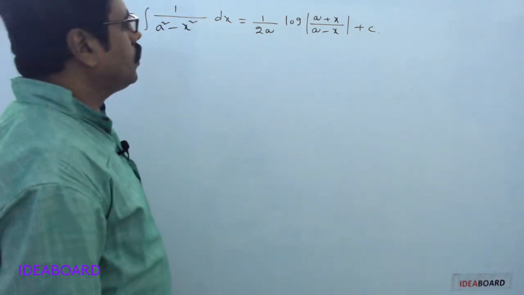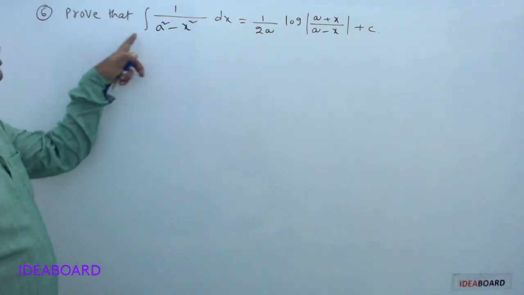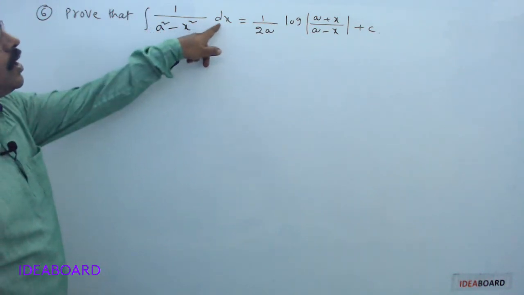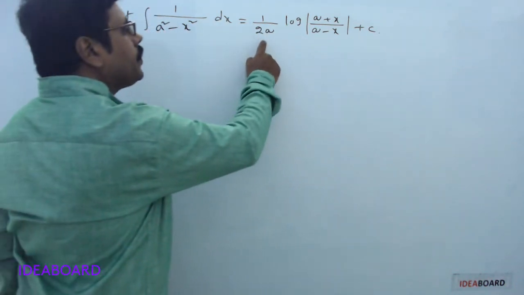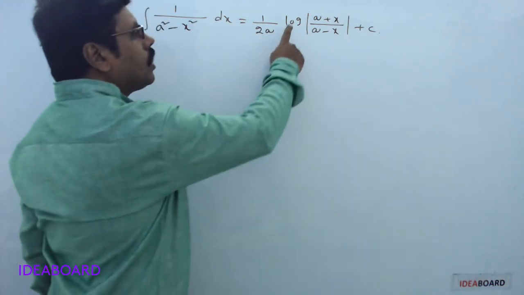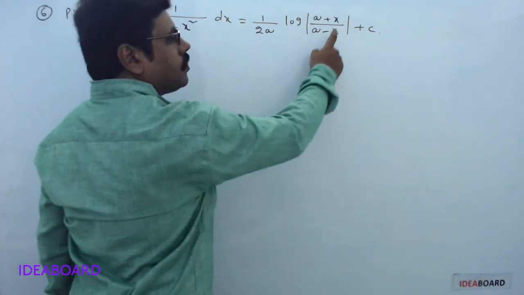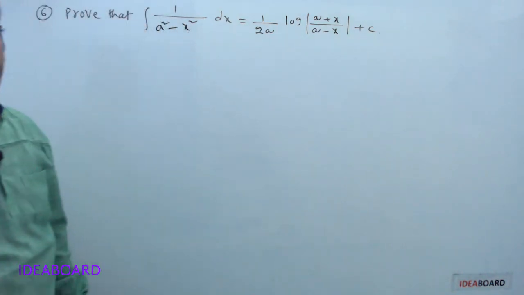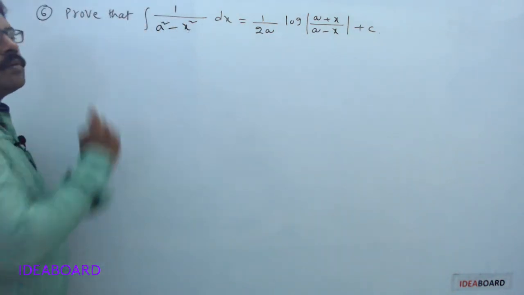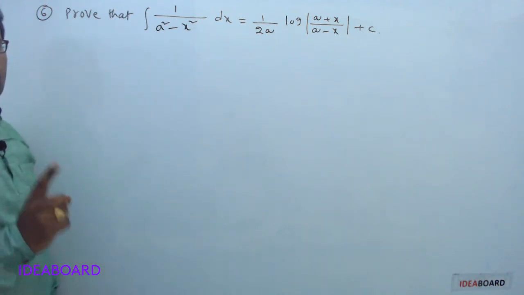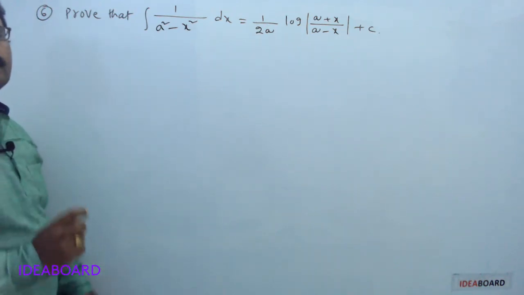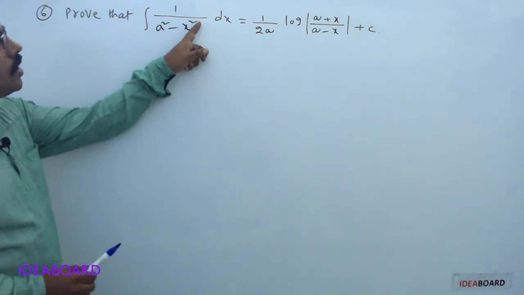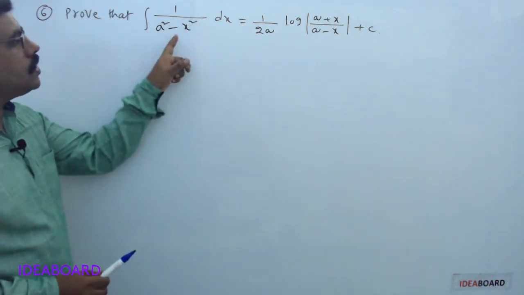Now come to the next formula. Prove that integral 1 divided by a square minus x square dx equals 1 by 2a into log mod a plus x divided by a minus x plus some constant c. Here you can derive this formula in two methods. First method is by using substitution. If you observe the denominator, what is the denominator? A square minus x square.